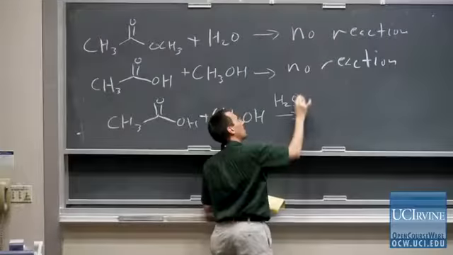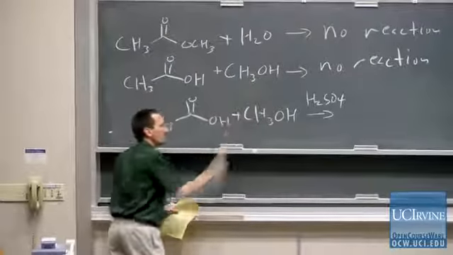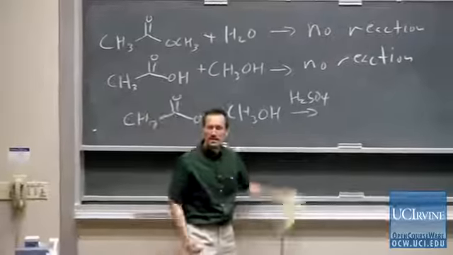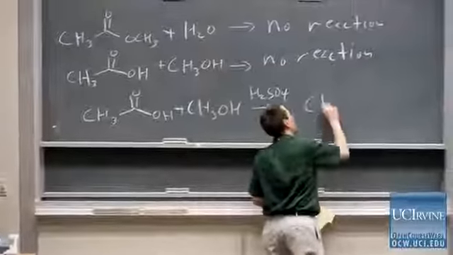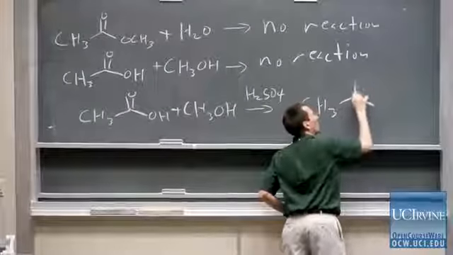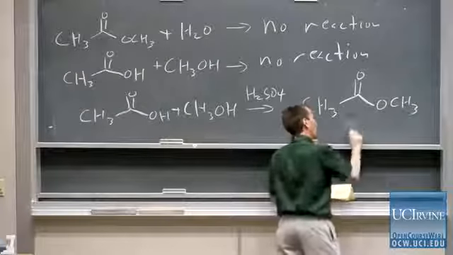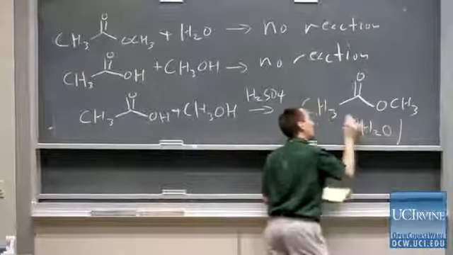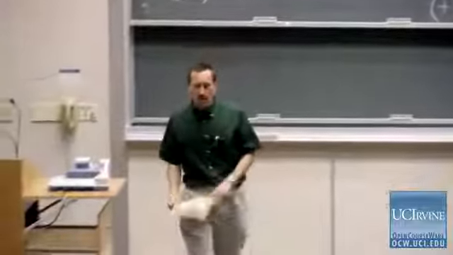So I could write that if I take acetic acid and I mix it with methanol in the presence of sulfuric acid, I get methyl acetate. And I get a molecule of water. And organic chemists, as I keep repeating, are very bad at balancing equations, but it's really important to keep this in mind, because this reaction is an equilibrium.